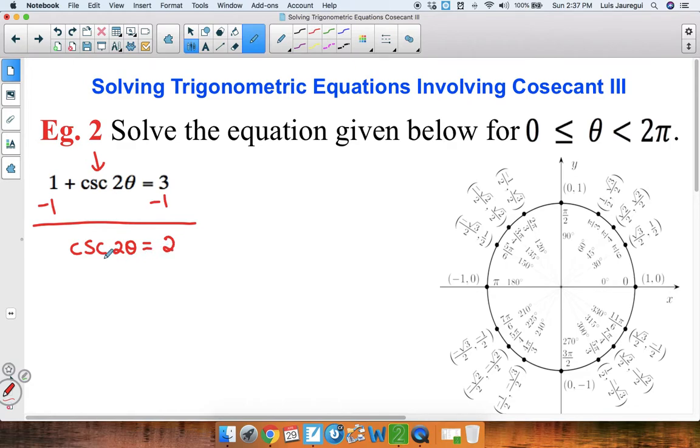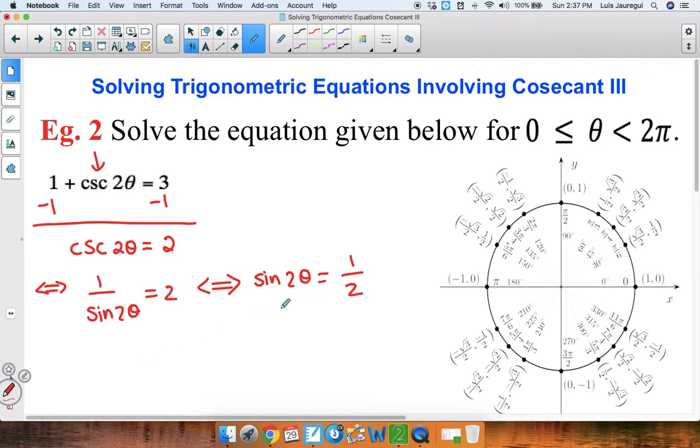Now using the definition of cosecant, we can write this equation as 1 over sine of 2 theta is equal to 2. And taking the reciprocal of both sides of the equation, the reciprocal of 1 over sine of 2 theta is simply sine of 2 theta, and the reciprocal of 2 is equal to 1/2.